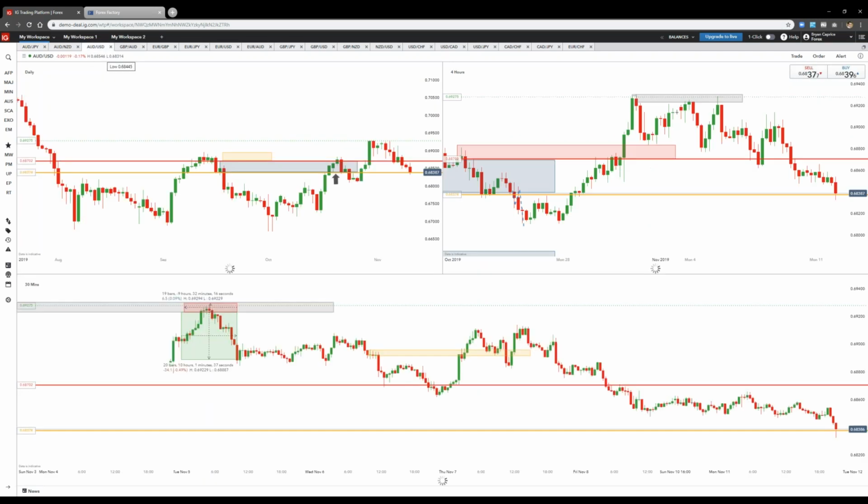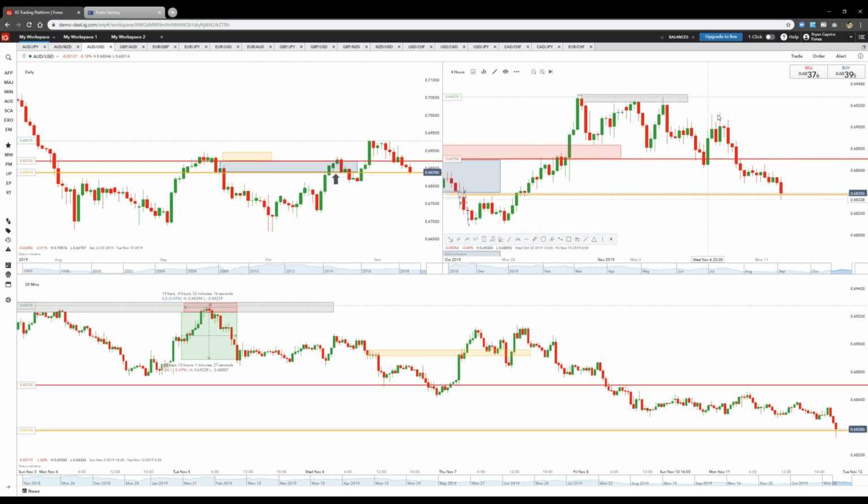Looking at Aussie yen, Aussie dollar. So this one had the same kind of turn, right?